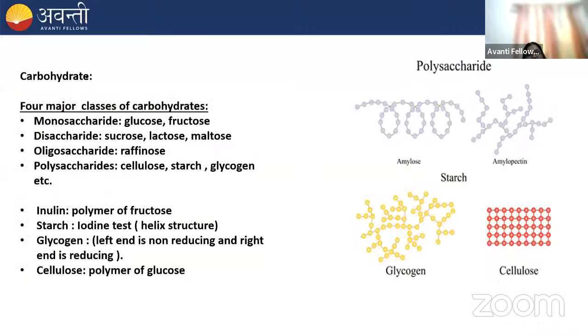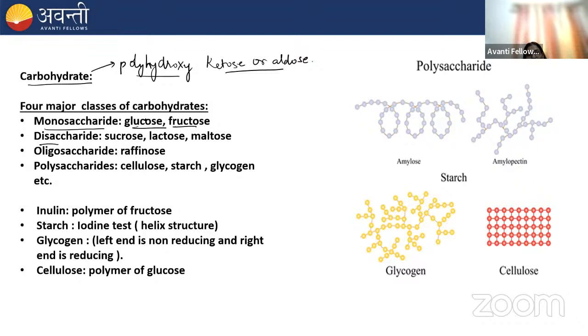Moving to the next one, the carbohydrate. Carbohydrates are polyhydroxy ketose or aldose. There are four major classes. One is the monosaccharide, like glucose and fructose. Disaccharides have two units. Remember, di means two, mono means one.